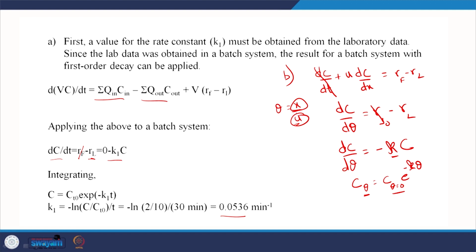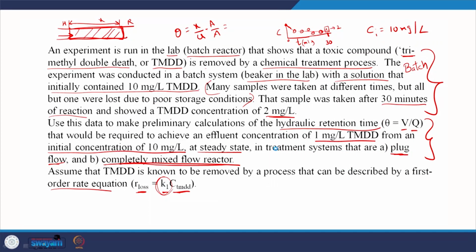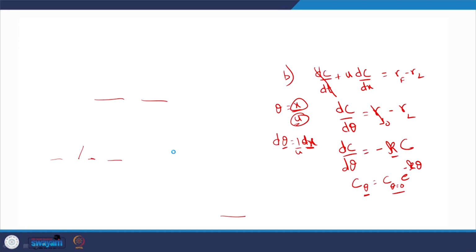But again when we say dC by d theta, it means that d theta is equal to 1 by u dx. We are concerned with the change with distance, or the average time that your molecule is spending in that system. And what did the question ask us for? Okay, we need it for a plug flow reactor, and let us say we want a final concentration of 1 milligram per liter if the initial one is 10.